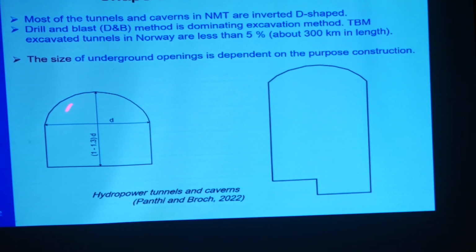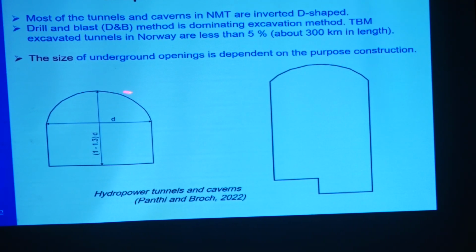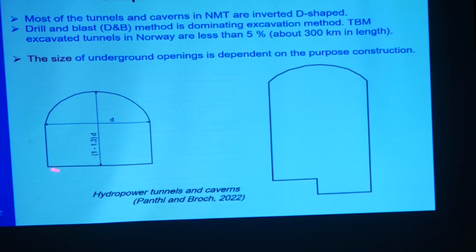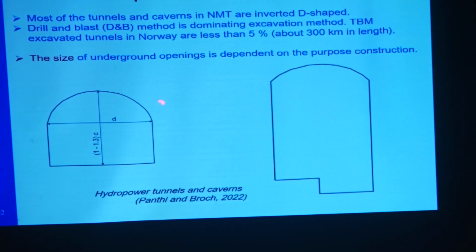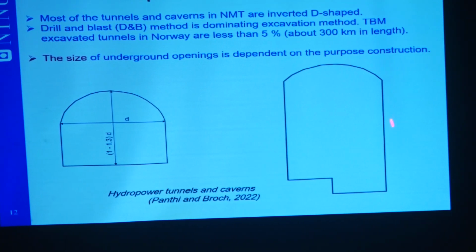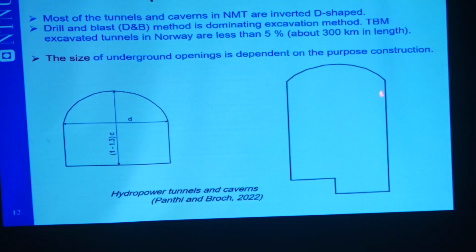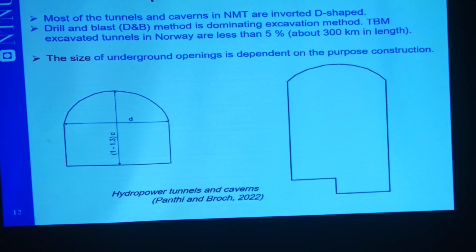If we look here, the size of an underground opening depends on the purpose of construction. Of course, if we have a headrace or tailrace or access tunnel, it will be like this, but for a powerhouse we will have a shape like this, with a roof and then the wall. Otherwise, we might also have a transformer cavern inside.